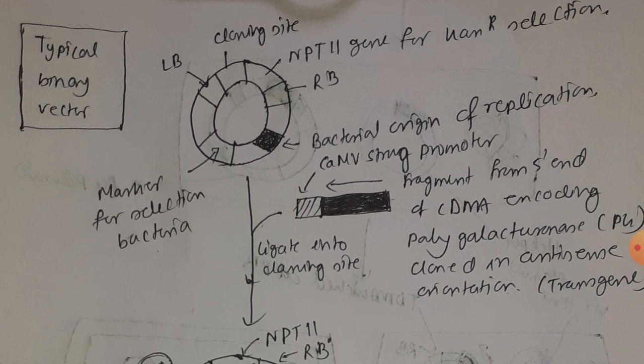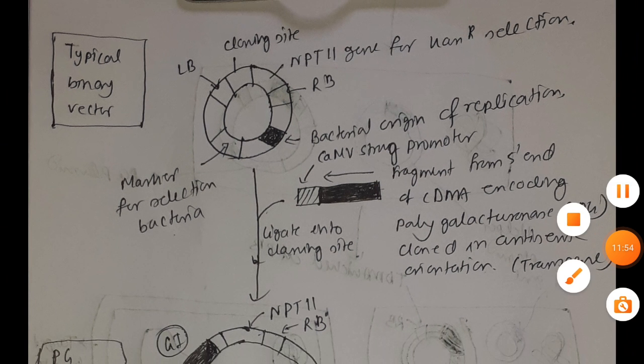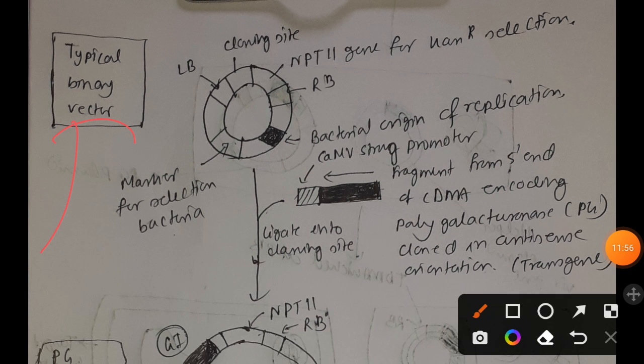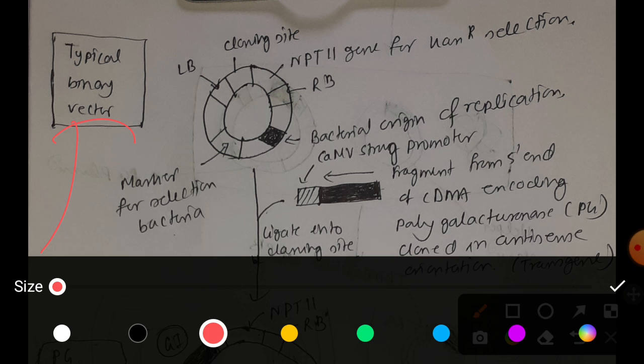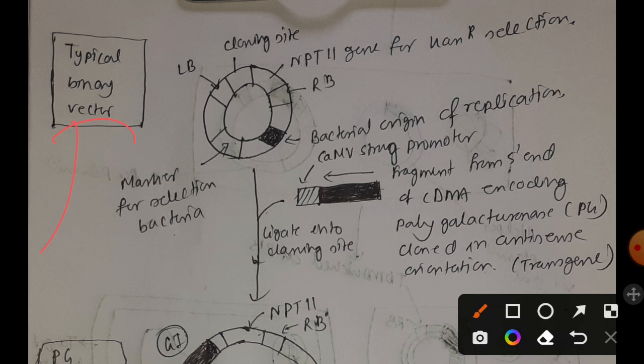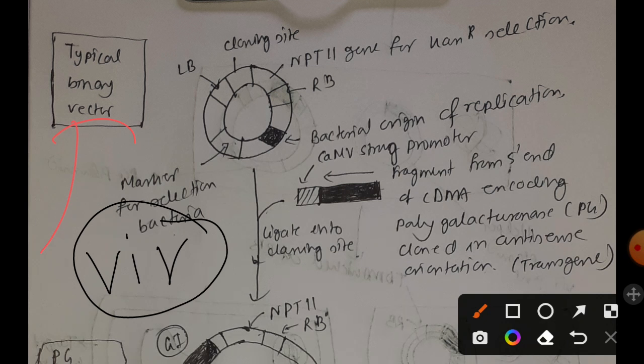So first of all, we will take a typical binary vector. This typical binary vector, let me introduce, will contain everything that a normal Ti plasmid has, but it will lack only one thing, and that is important for the transfer of the T-DNA, that is the vir genes.